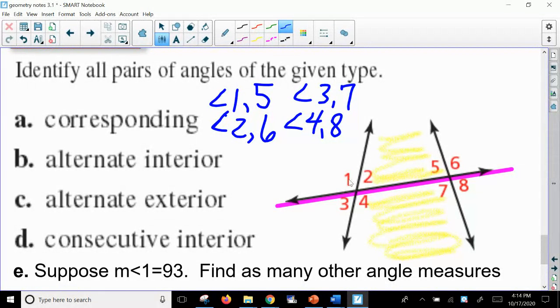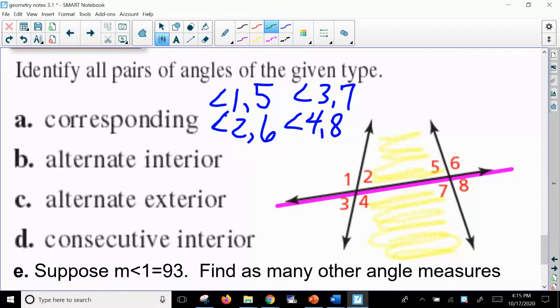Angles 1 and 5. Angle 1 is in the top left corner of the intersection, and angle 5 is in the top left corner. If you're looking for the F, here's angle 5, and here's angle 1. So I see a sideways F. Okay? All right. Alternate interior angles.